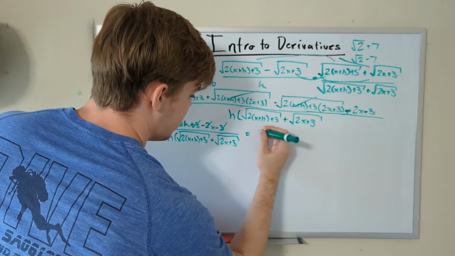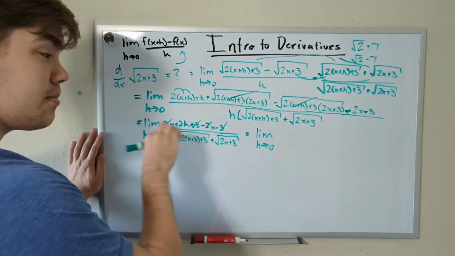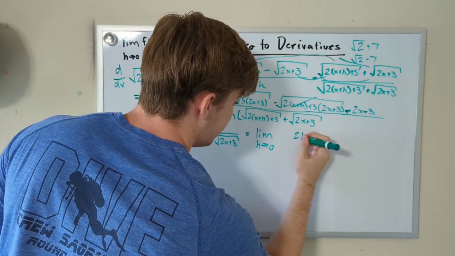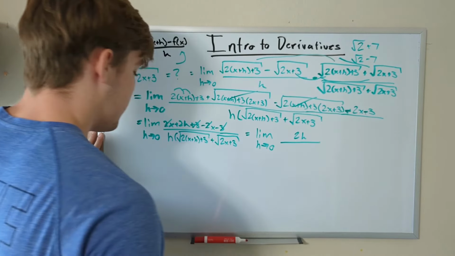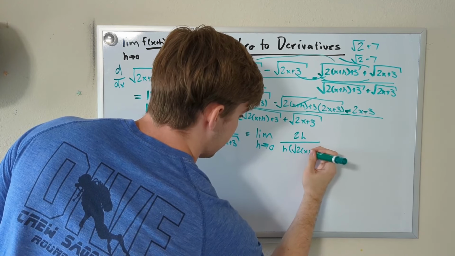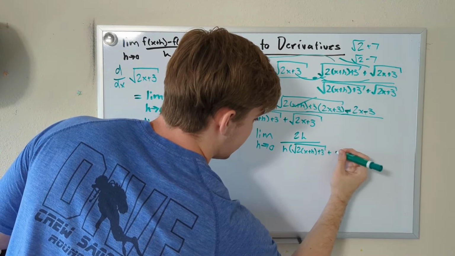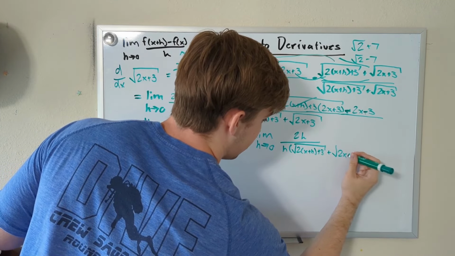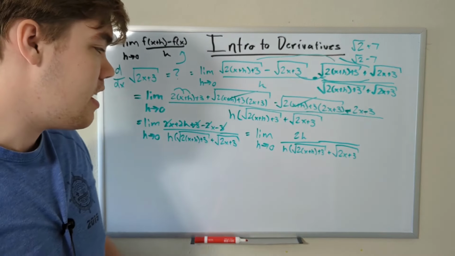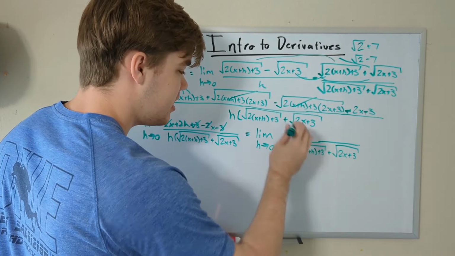So now this equation is just equal to the limit as h approaches 0 of on top is just 2h, I know, very convenient, divided by h times the square root of 2 times x plus h plus 3 plus the square root of 2x plus 3. Now we're really getting somewhere. And in fact, we have one more thing we can cancel out. We can cancel out this h and this h.